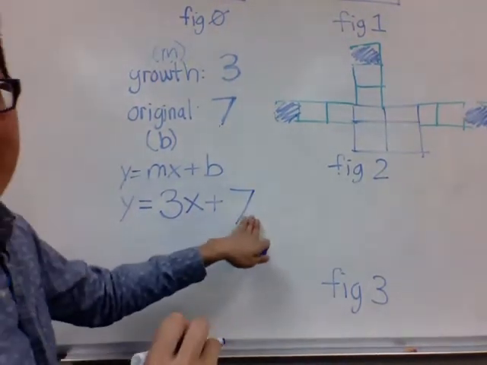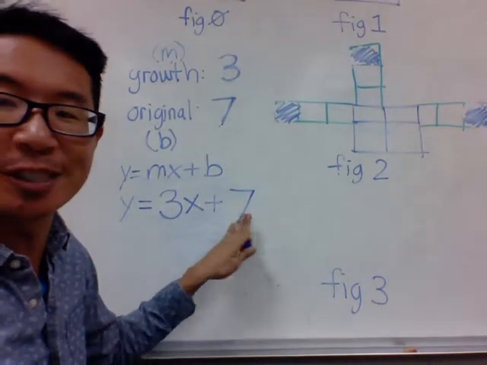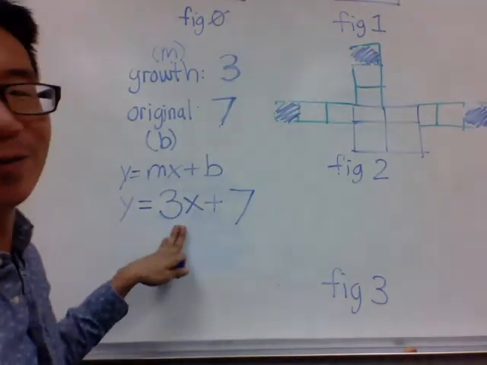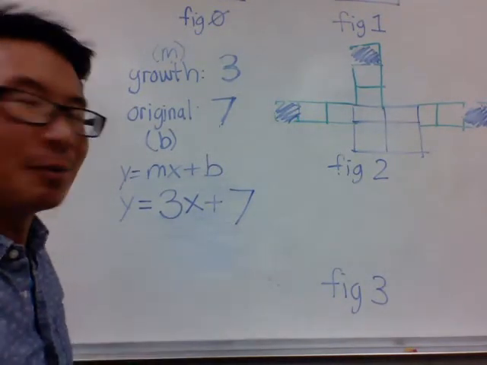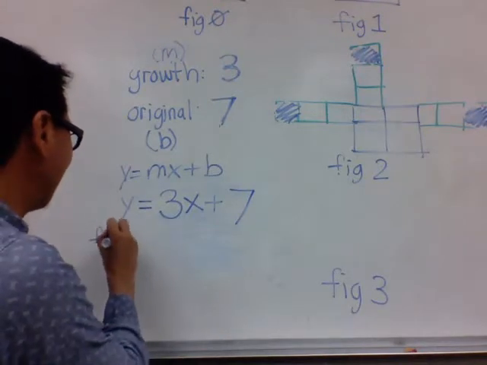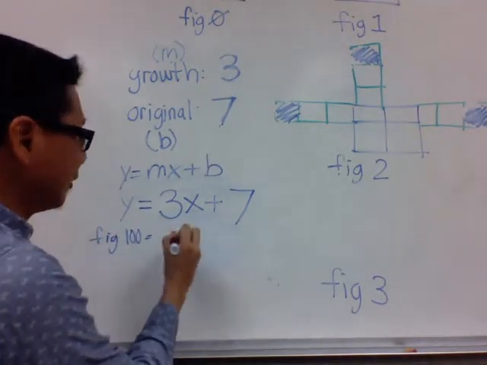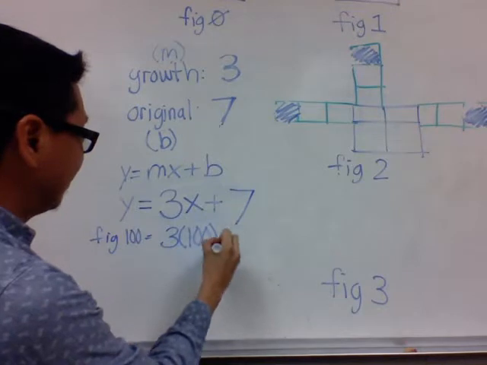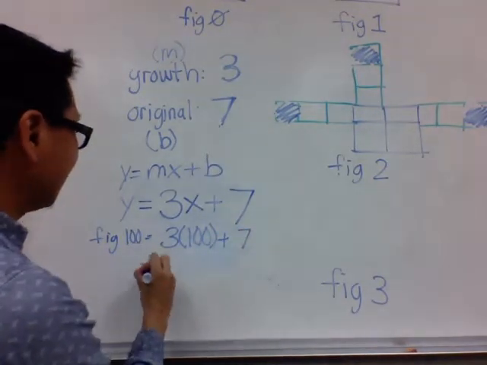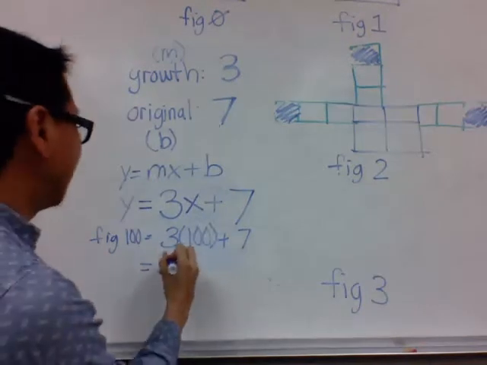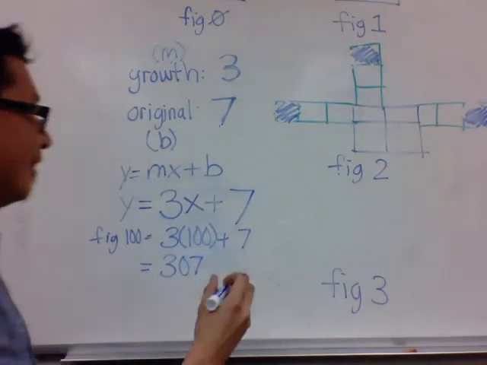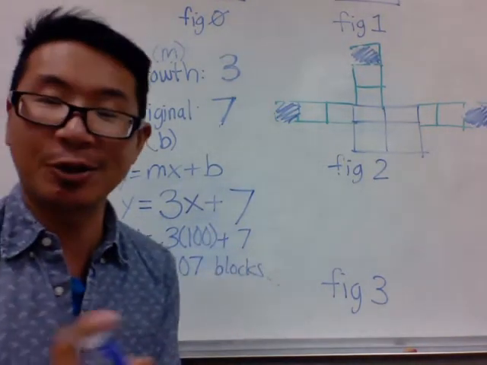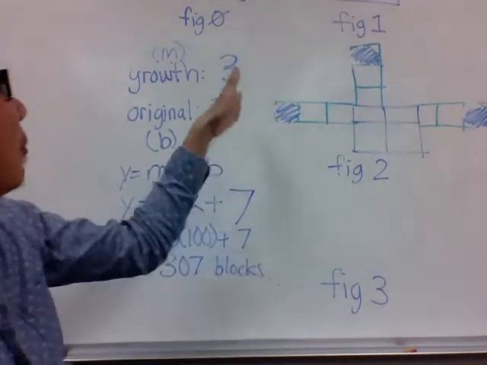So now, any time a teacher uses this rule, I can tell you how many blocks there are if you tell me what figure it is. For example, if you want me to tell you how many blocks there are in figure 100, all I have to do is replace x by 100. 300 plus 7. I can tell you that figure 100 has 307 blocks. Wow. And that wraps up how to determine a rule by using figures.